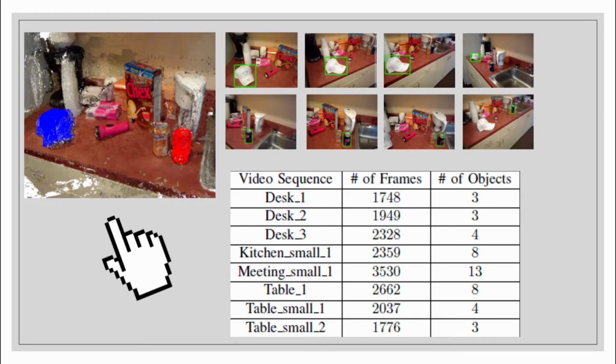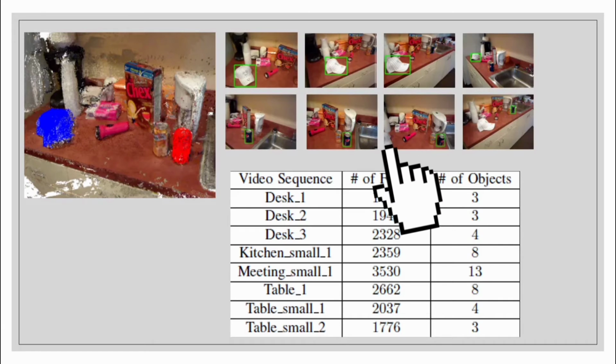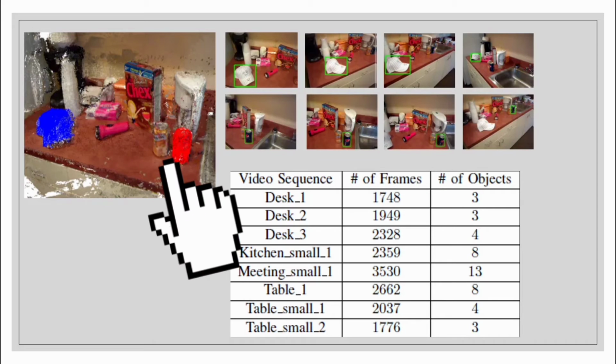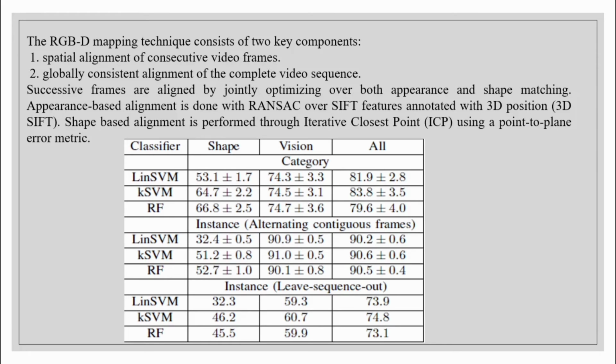This picture is a 3D construction of a kitchen scene with a cup highlighted in blue and a soda can in red using the labeling tool. In these pictures, at the top, ground truth bounding boxes of the cup, and at the bottom, the soda can, obtained by labeling the scene's reconstruction in this image. This box shows the number of frames and objects in the 8 annotated videos of natural scenes in the RGB-D object dataset.